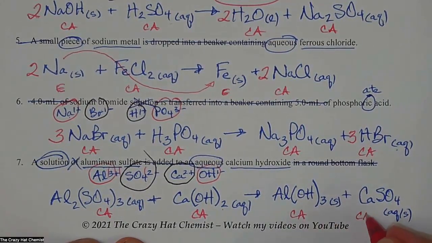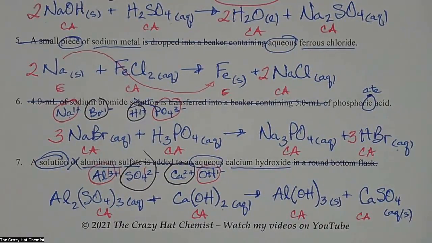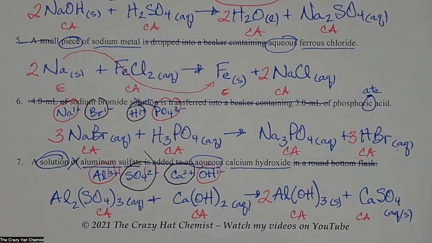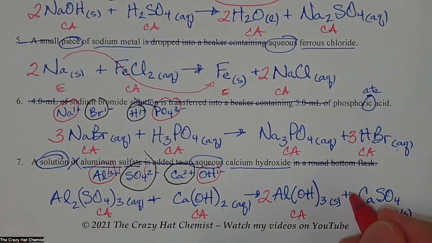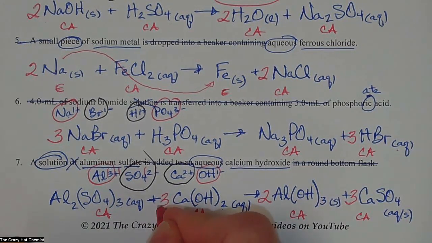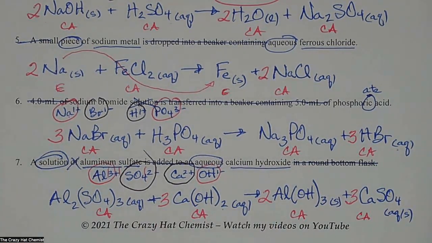This is cation, anion, cation, anion. Now we need to balance this. Like I said in one of the previous videos, the balancing is always going to start with the most complex formula with the most number of atoms, elements in it. So this has two aluminums. I'm going to place a 2 in front of the aluminum hydroxide. This has 3 sulfurs. I'm going to place a 3 in front of the calcium sulfate, and then 3 calciums, and now bingo. That one is balanced as well.